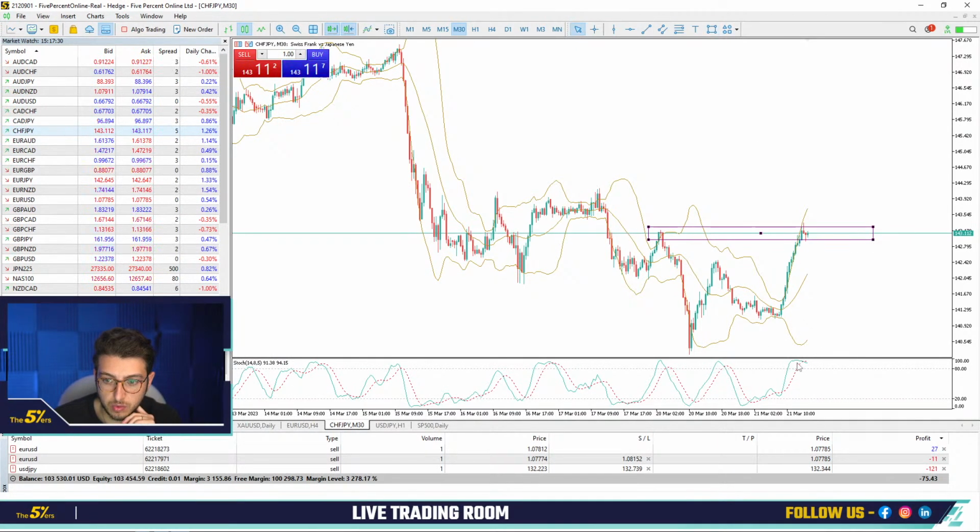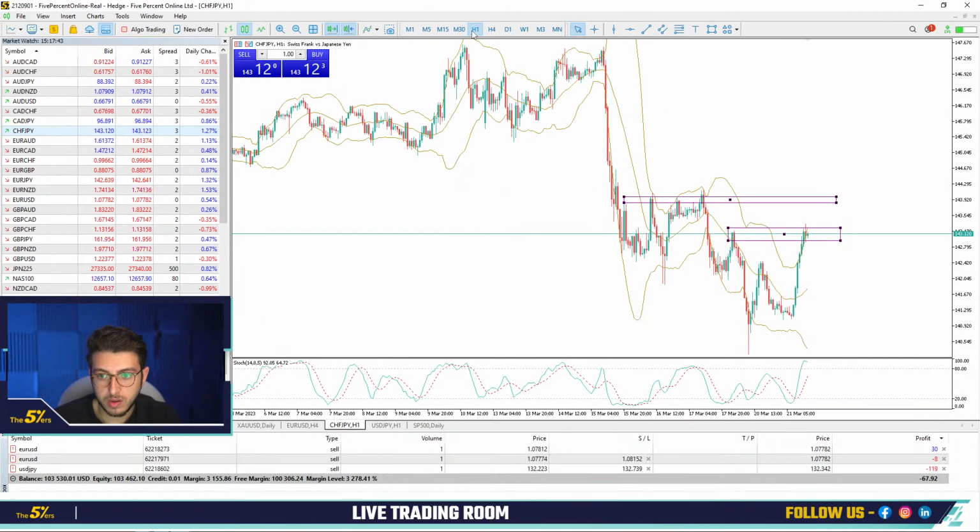You have stochastics crossing here on the M30, and you have the highest big resistance. So basically here what I would do is making some partial entries. First opening a sell here, and also opening the second sell here to continue with the trend.